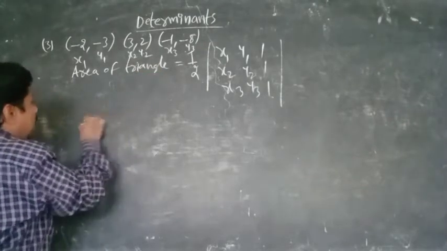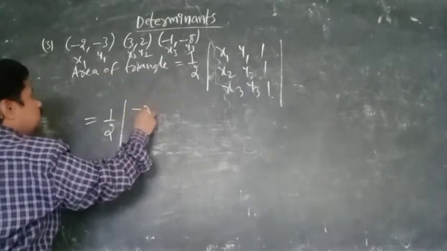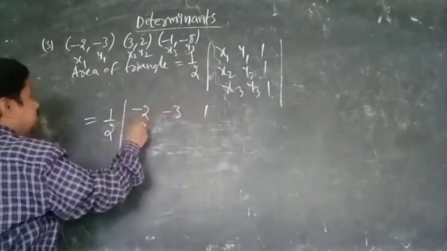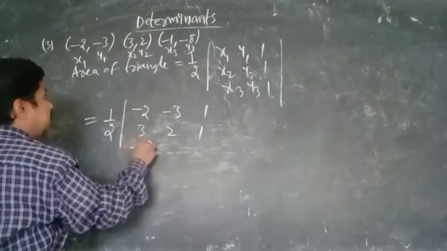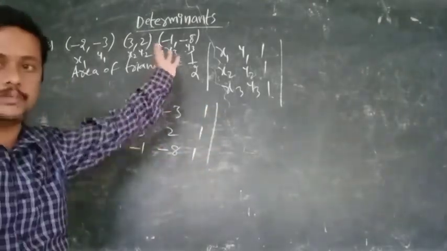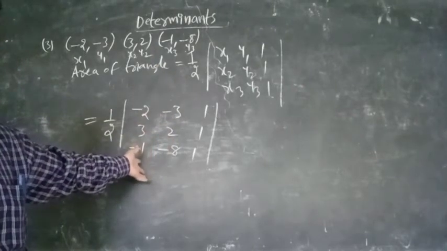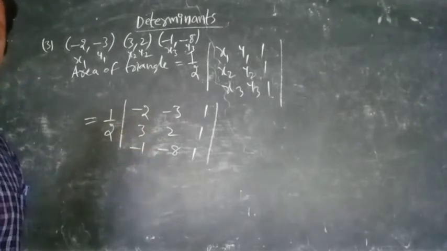So half into the determinant 1 1 1, minus 2 minus 3 1, 3 2 1, minus 1 minus 8 1. Like that you have to substitute all the values here and calculate the determinant value. First you have to learn how to calculate the determinant value.